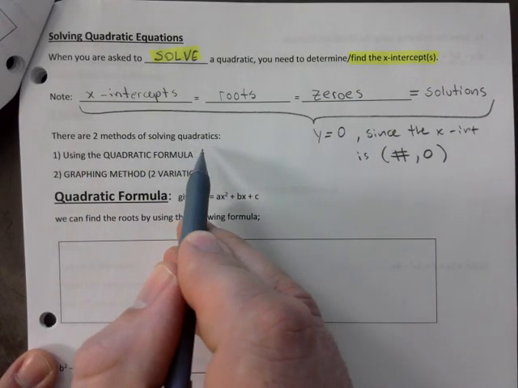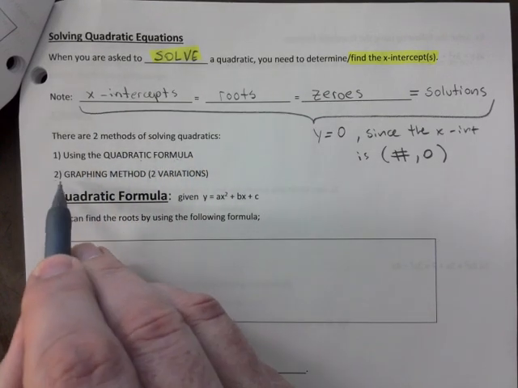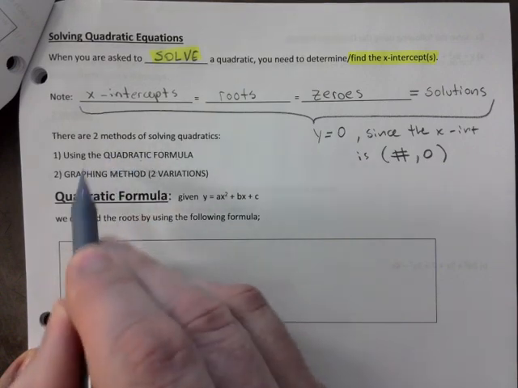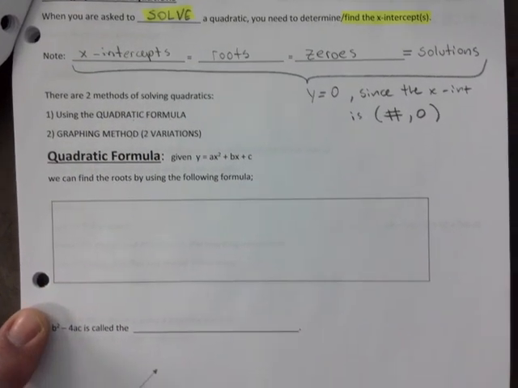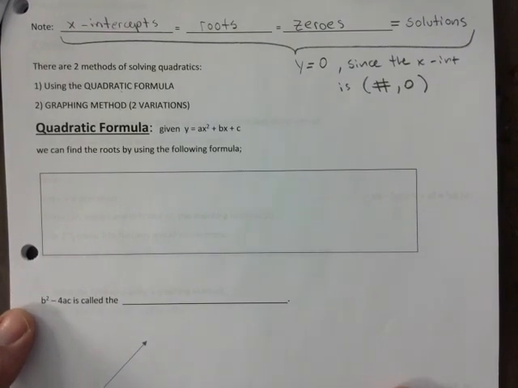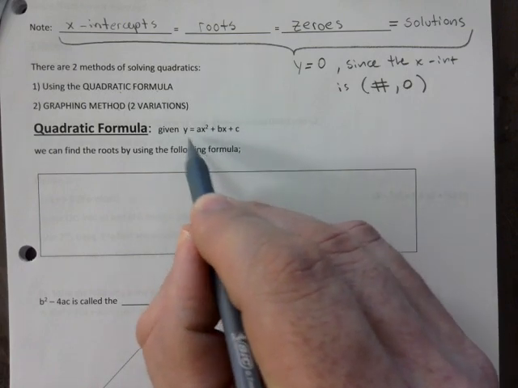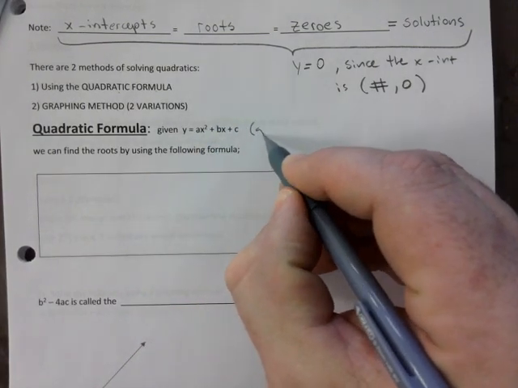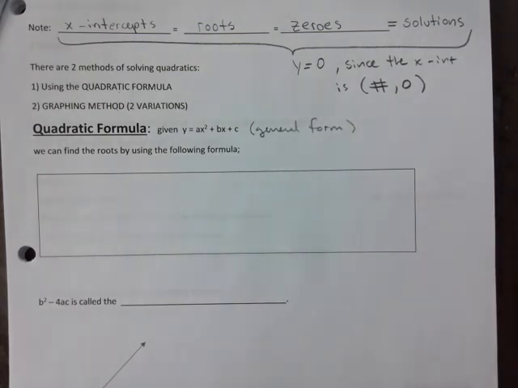There are two methods of solving quadratics: using the quadratic formula or using a graphing method. Both of these involve your calculator. We're going to do the quadratic formula today. So here it is. This one needs to be on your study sheet. Given the general form, right? You cannot do this unless you have your quadratic in general form. We can find the roots by using the following formula.